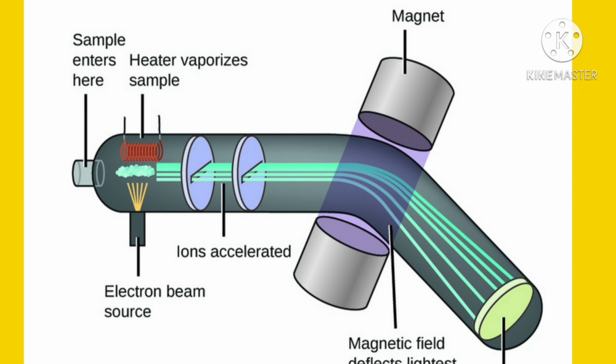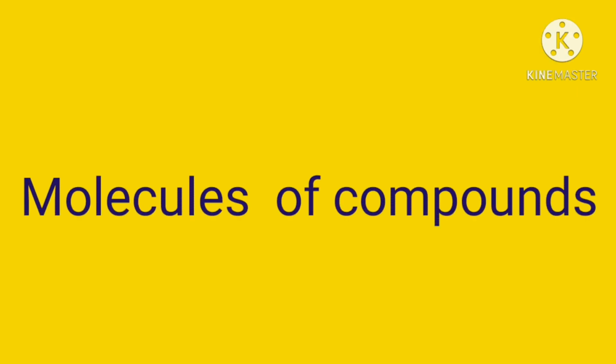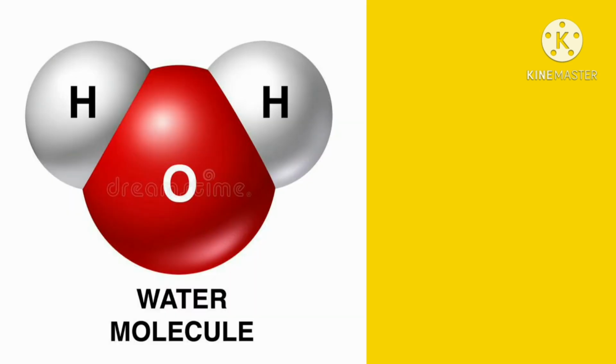And the last concept is molecules of compounds. A molecule may contain one or more atoms. A molecule may be formed by the combination of atoms of the same element or different elements. For example, a molecule of water is formed by the combination of two atoms of hydrogen and one atom of oxygen. All the molecules of water are identical.